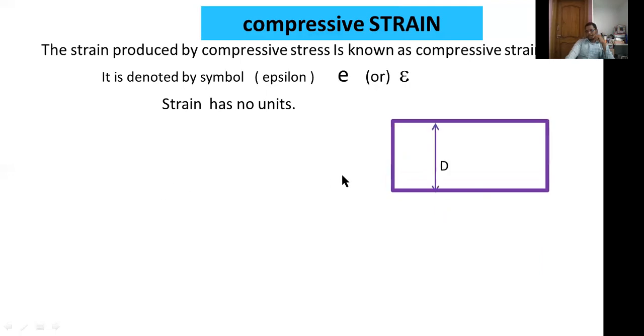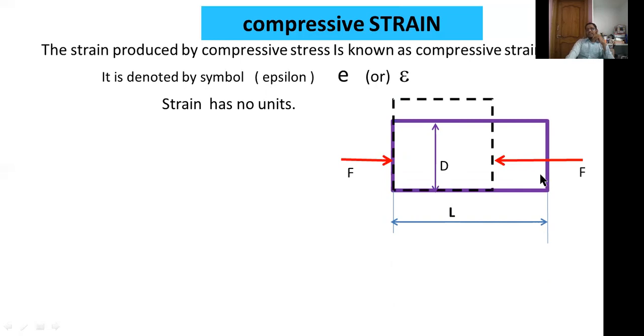Okay, here these are the components. Capital D is the original diameter, capital L is the original length. Now I am applying the compressive forces on the body. Okay, then when you are applying the compressive forces, the length of the component decreases and the diameter of the component increases. This is the change in length, this one is the change in diameter.